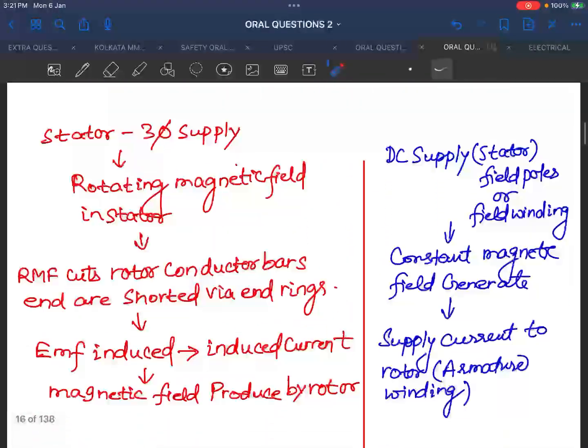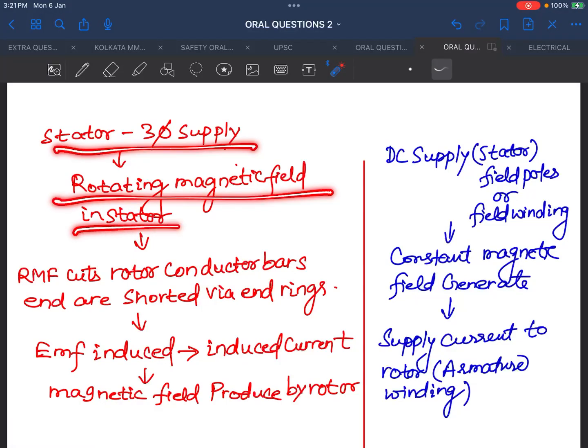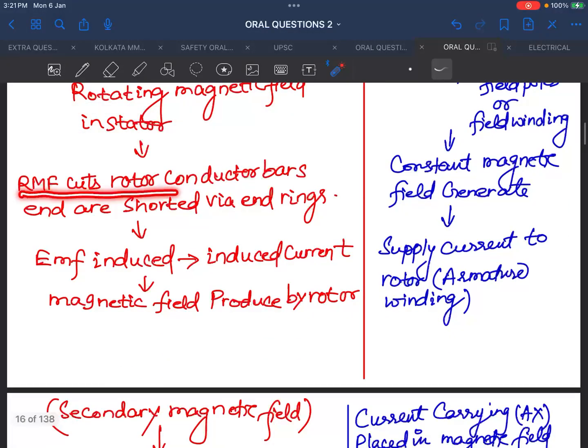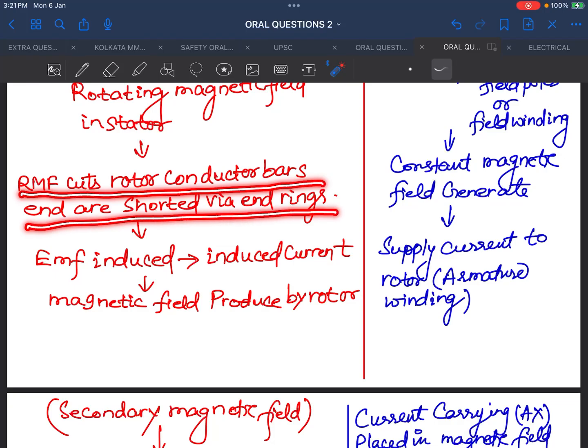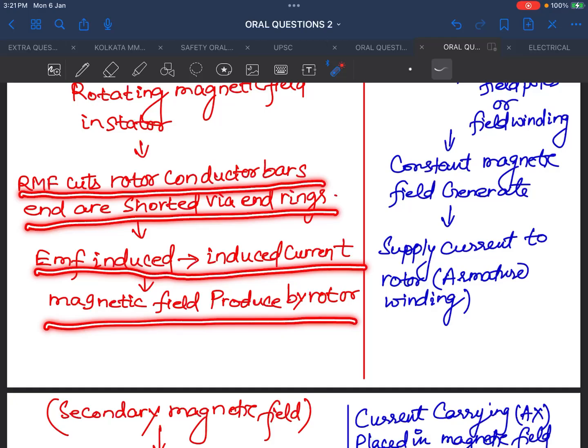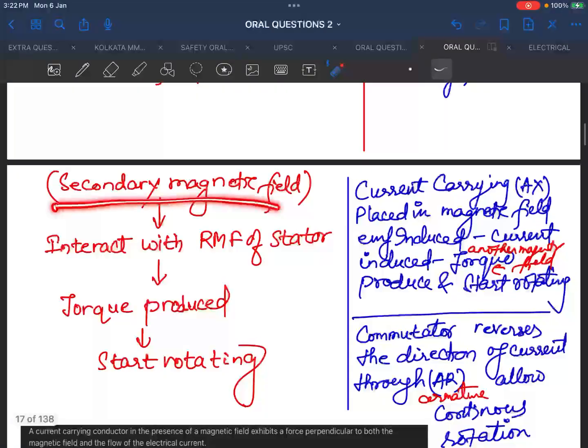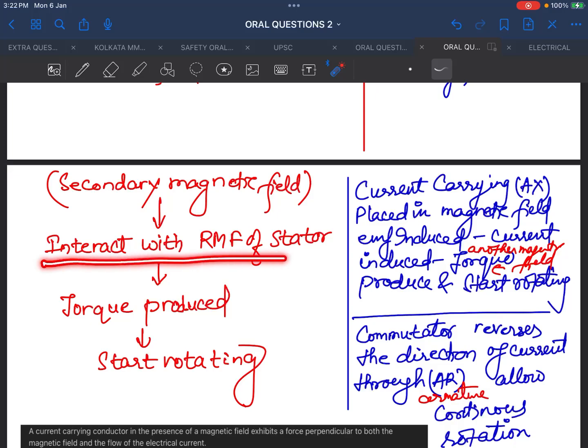What will happen? When the stator three phase supply is given, a rotating magnetic field is produced in the stator. The rotating magnetic field cuts the rotor conductor bars, which are short circuited by the end rings, EMF is induced, current flows, and then a magnetic field is produced by the rotor, which is the secondary magnetic field. This secondary magnetic field interacts with the rotating magnetic field of the stator, and due to this torque is produced and the rotor starts rotating. That is the working.